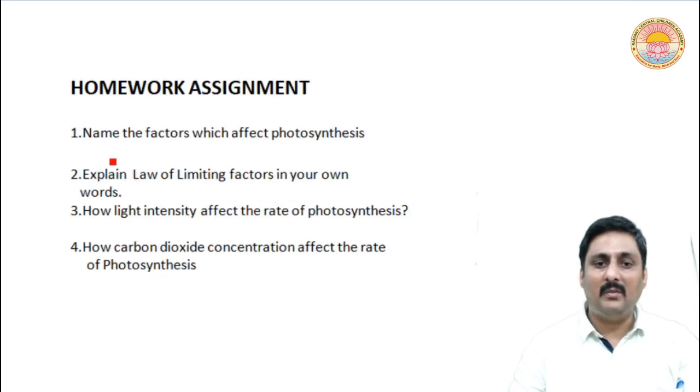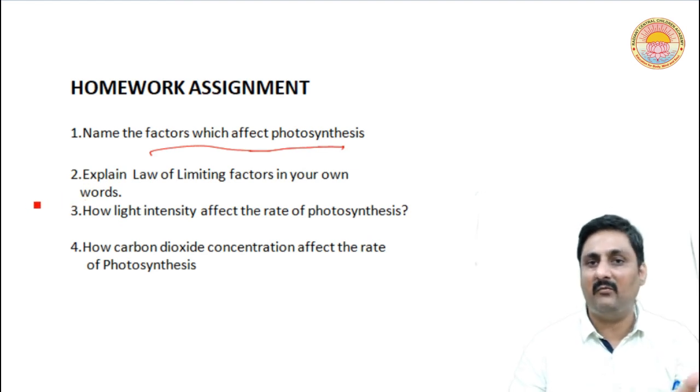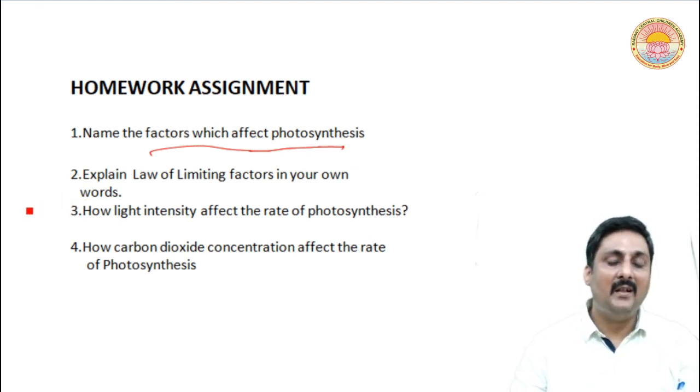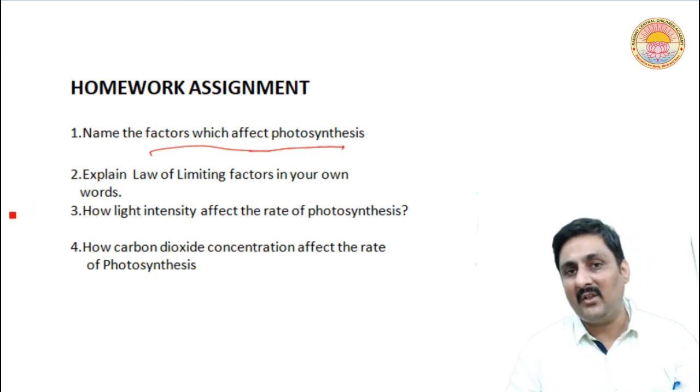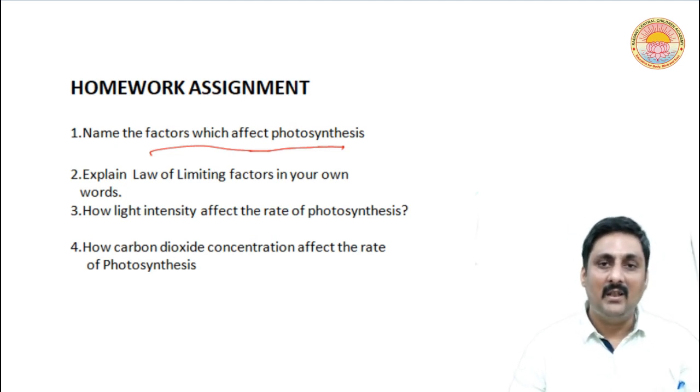Now let us talk about the homework assignment. Name the factors which affect the rate of photosynthesis. So I have already told you, discuss the 4 factors which we have already studied. Apart from that, the number of leaves, the orientation of leaves, the amount of chloroplast and chlorophyll pigments present in the leaves, that also decides the rate of photosynthesis. Apart from that, the growth of the plant, the metabolism of the plant, that is again a deciding factor which affects the rate of photosynthesis.